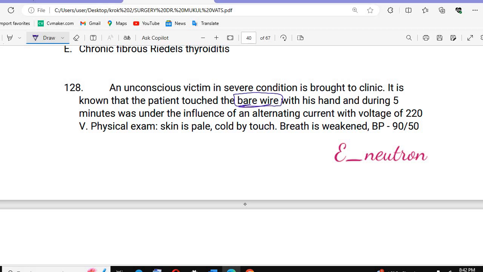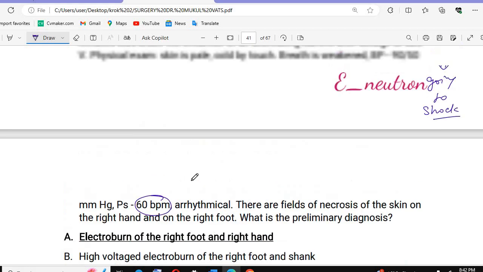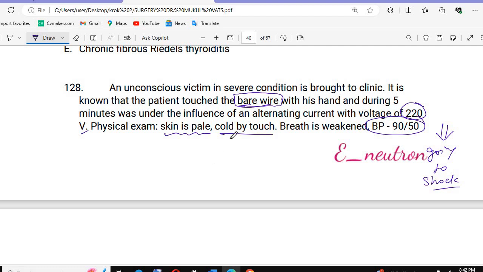Now, the patient touched the bare wires with his hand and for 5 minutes was under the influence of an alternating current with a voltage of 220 volts, that is the normal voltage. On physical examination, we see the skin is pale, cold to the touch, breath is weakened, and the blood pressure is 90/50. Now, the patient is going into shock. The pulse rate is 60 bpm, with arrhythmia, and there are fields of necrosis of the skin on the right hand. So what is the preliminary diagnosis? They already make the diagnosis in the question.